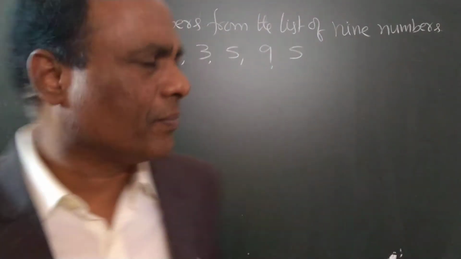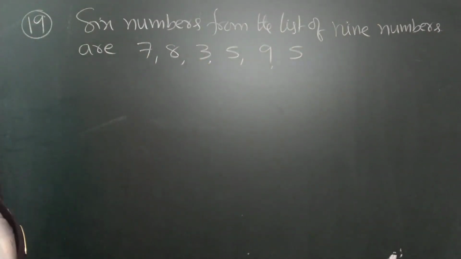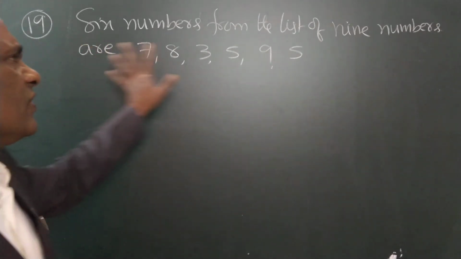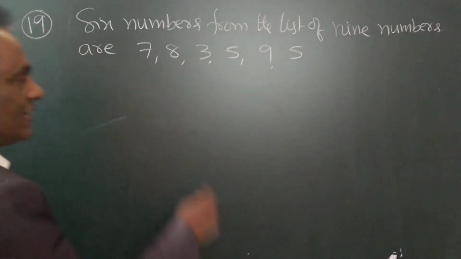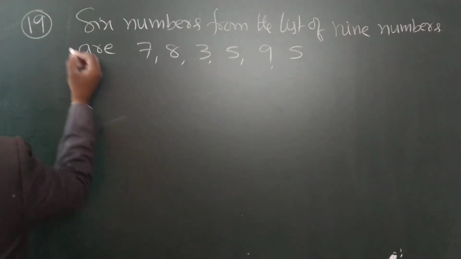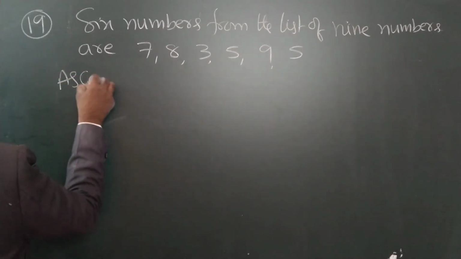See, these are the 6 numbers. I will find the median for this. I will explain the question afterwards. Step by step, I will explain about the question. So now I am not going into the question. First, I wrote the 6 numbers as it is. I am writing in the ascending order. Smallest to greatest. See here.